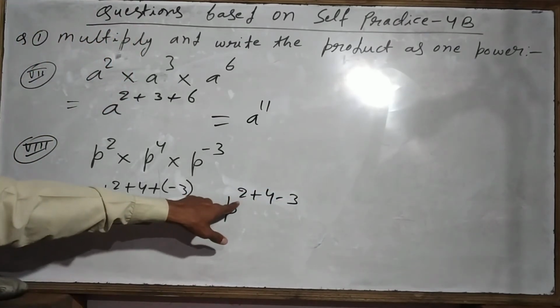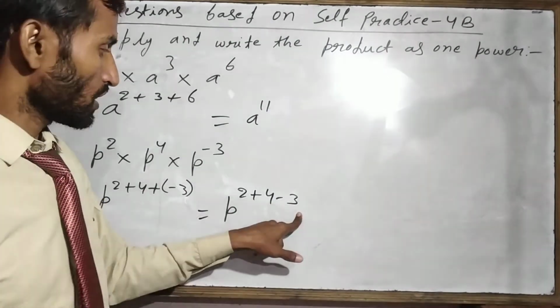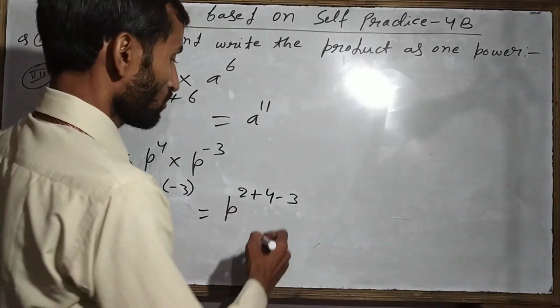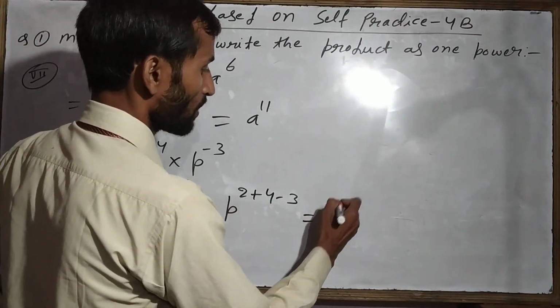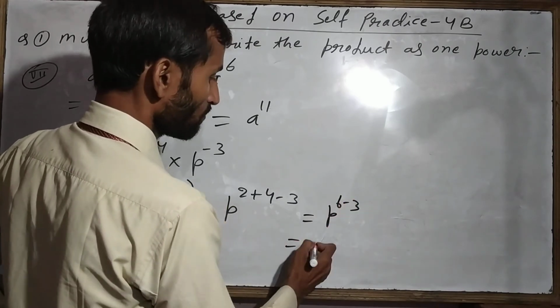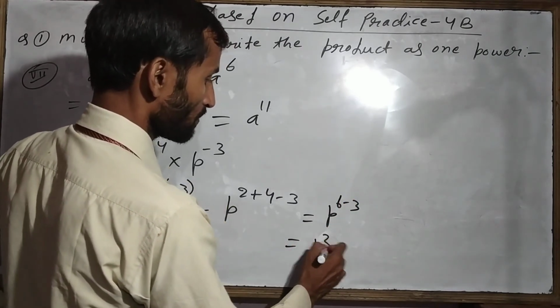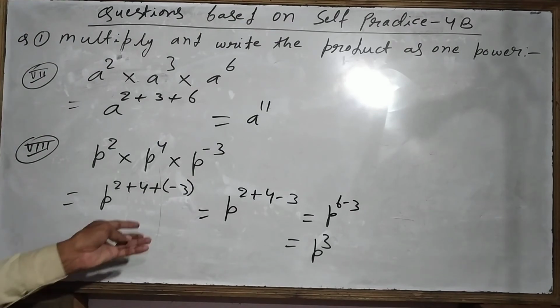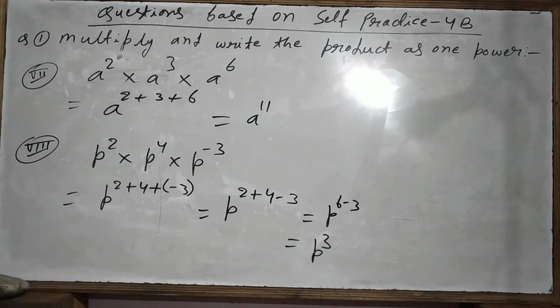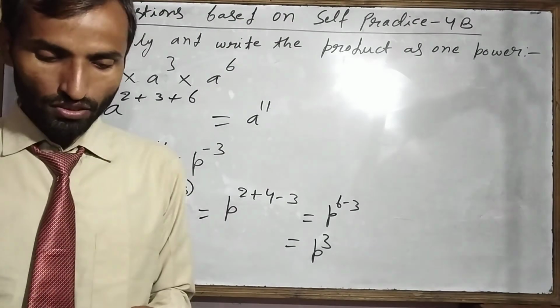After that just add both and then subtract. Okay, so 2 plus 4 is 6, so p power 6 minus 3 will come p power 3. So the final answer is p power 3. Okay, so like that we will do in the exercise, whatever problem will come in the exercise. Okay, that's all.